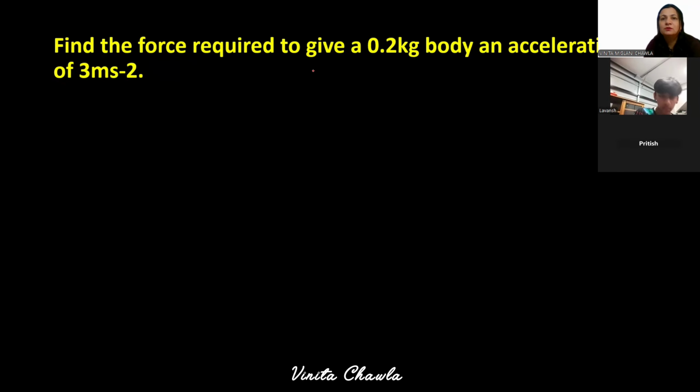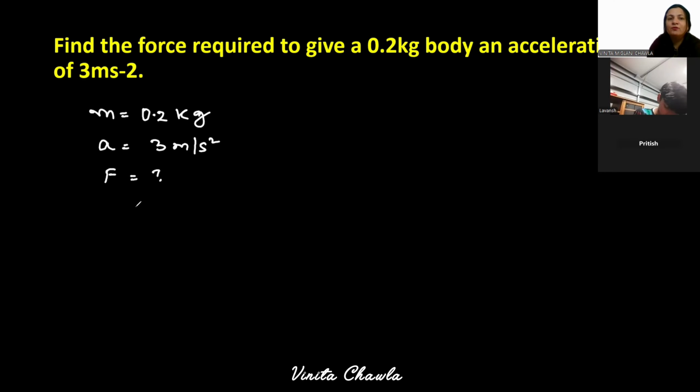Find the force required to give a 0.2 kg body an acceleration of 3 meter per second square. Mass is given. Acceleration is given. Always write the quantities which are given to you first, then the quantities which you have to find out, and then the formula. Now put the values and get the answer. Ma'am, 0.6 Newton. Can I write kilogram meter per second square?